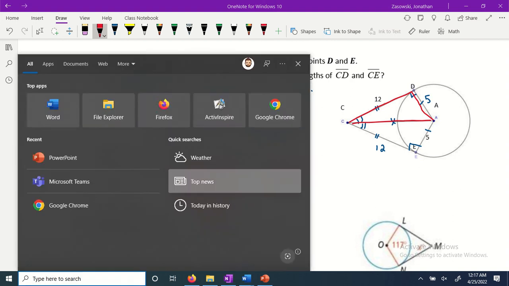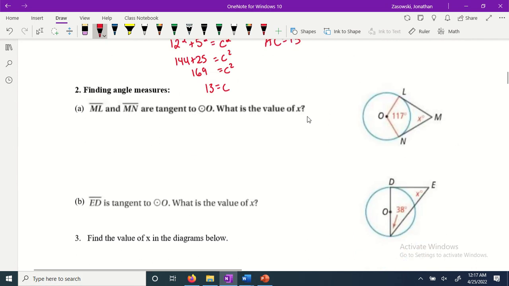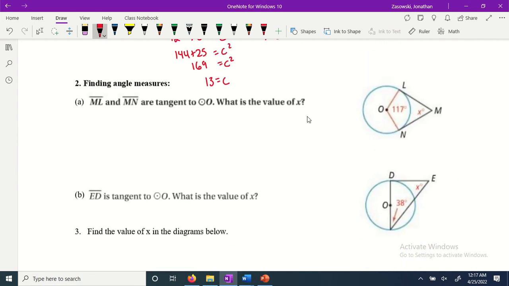Okay, we're going to use that same approach here to answer question 2. So why don't you guys look at how we did this last question and see if you can handle this one and the next one on your own. So try 2, A and B.